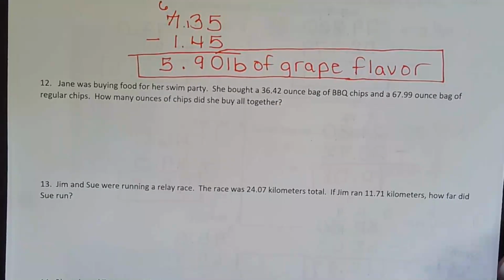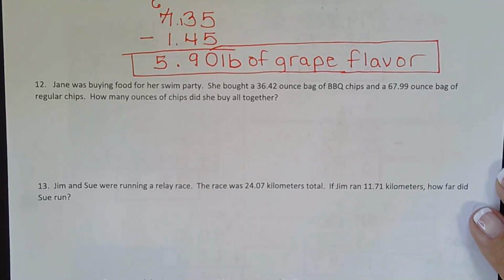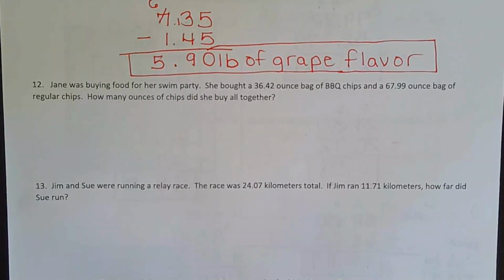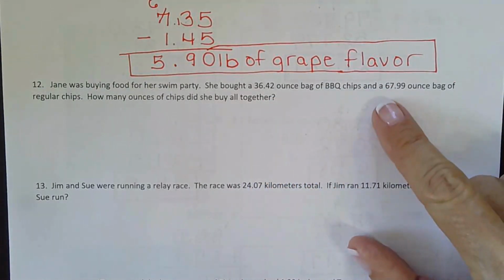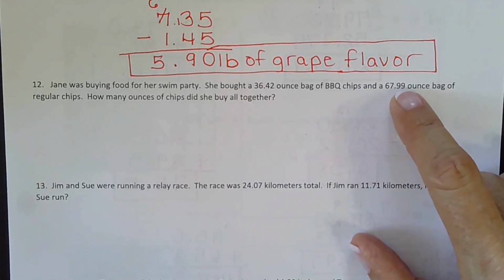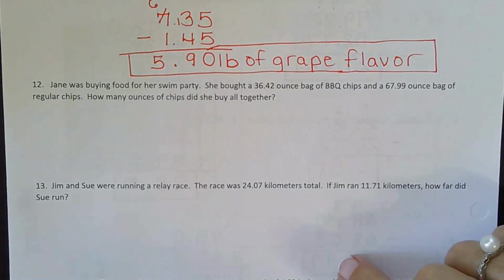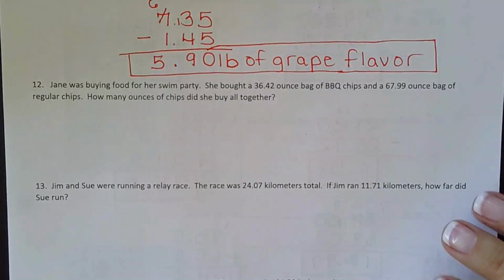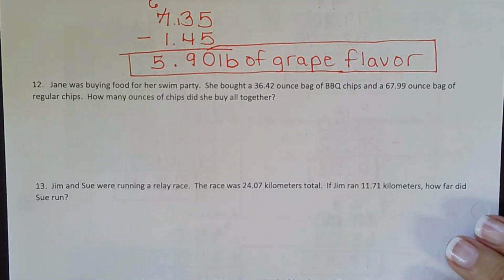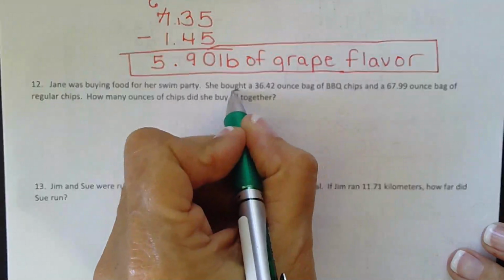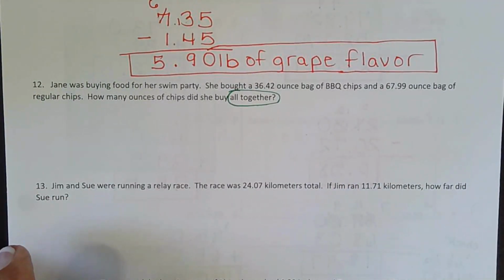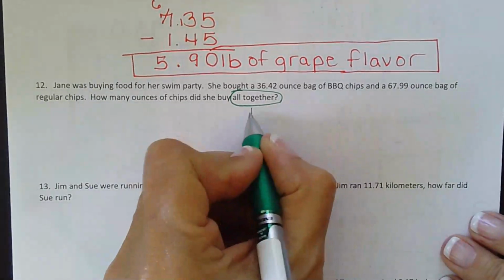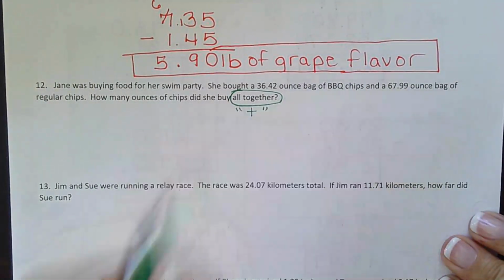Okay, let's do one more and then we'll let you guys practice. So Jane was buying food for her swim party. She bought 36.42 ounce bag of barbecue chips, 67.99 ounce bag of regular chips. How many chips did she buy all together? So that right there is a key word. What is the total? How much did she buy all together? That's the key word for addition.